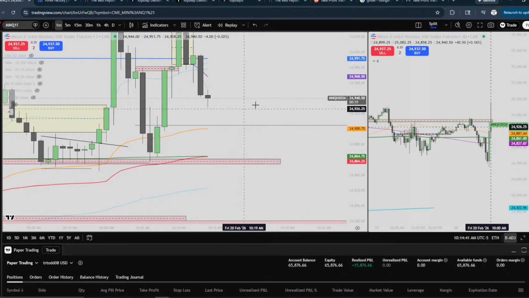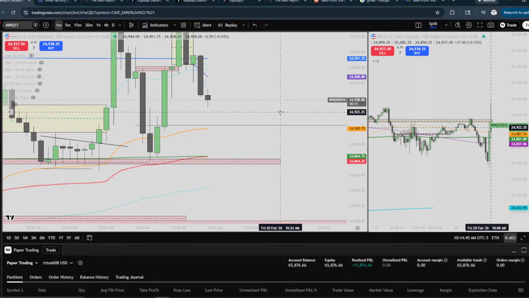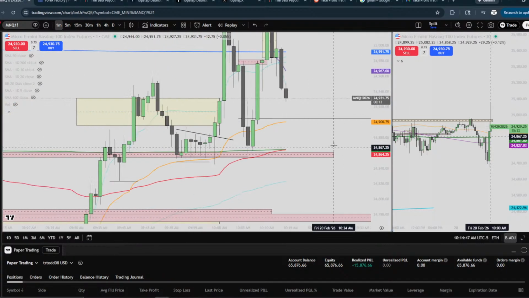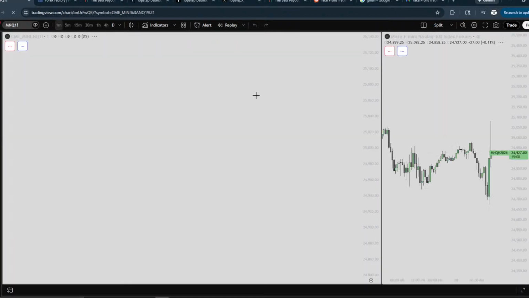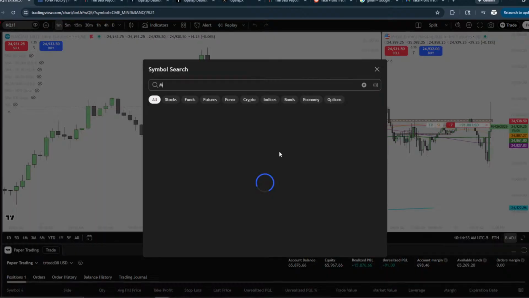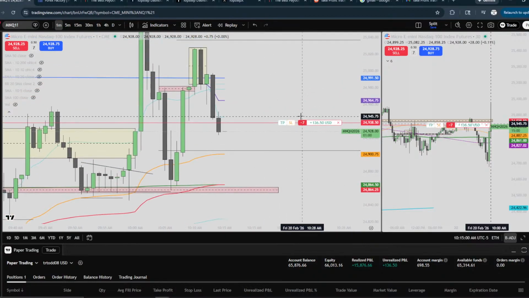Paper trading. Holy shit. Okay, we're selling 5 there. 7. Fill me. Fill me, bro. Oh my God. Fill my order. Holy shit. Jesus Christ. I hate TradingView. I hate it so much.